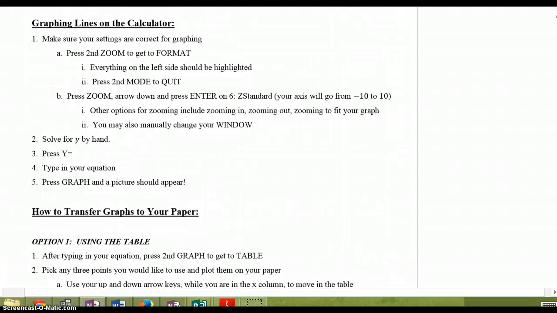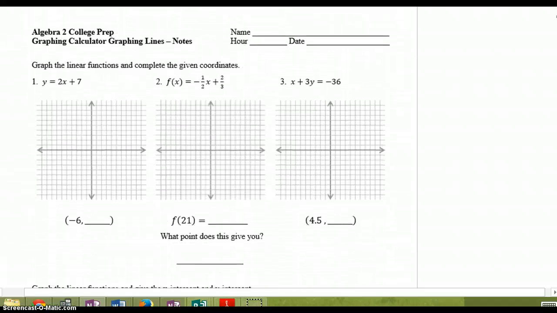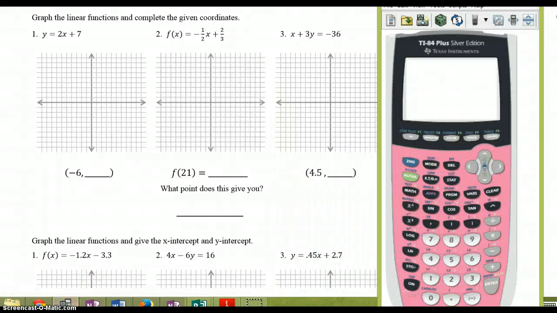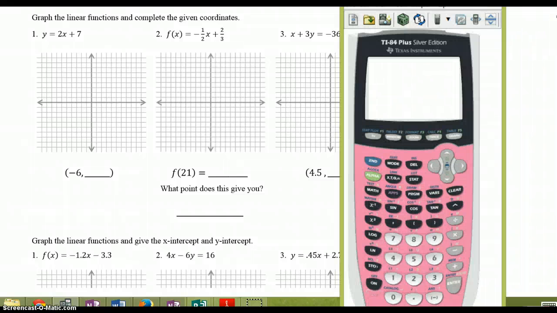This is a really good reference sheet to come back to as you're working through these. So we're going to go ahead and go to Graphing Lines, Notes, and we're going to graph the linear functions here and complete the given coordinates at the bottom. So you want to make sure your graphing calculator is turned on.